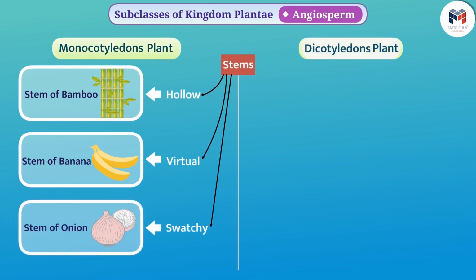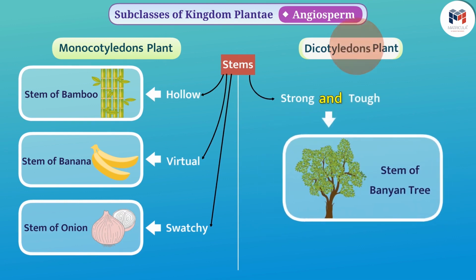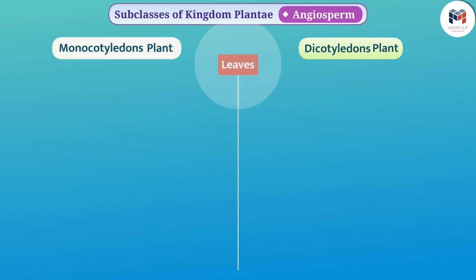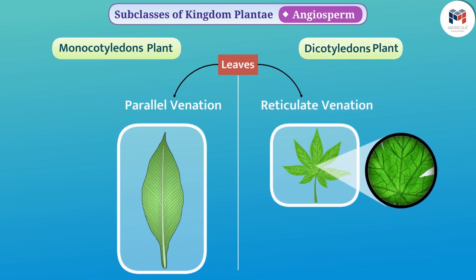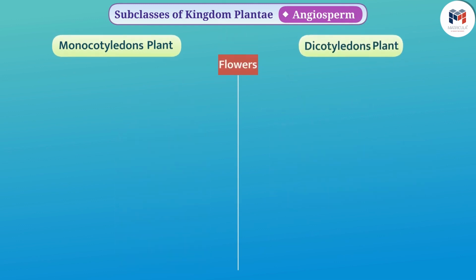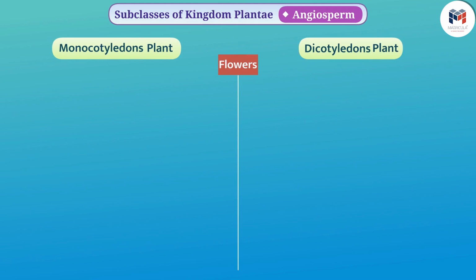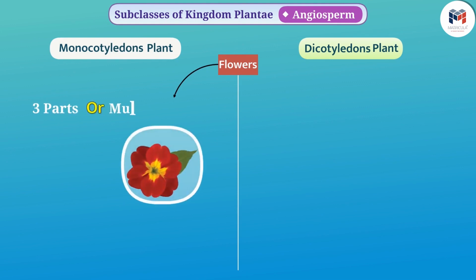Whereas the stem is strong and tough in dicotyledon plants. In case of leaves, the leaves in monocot plants have a parallel venation, while the leaves in dicotyledon plants have a reticulate venation. Flowers of both types of plants are also different. In monocot plants, flowers have 3 parts or multiples of 3. Whereas in dicotyledon plants, flowers have 4 or 5 parts.